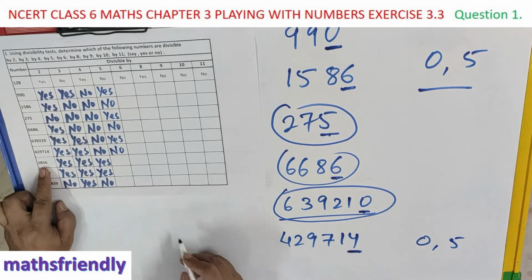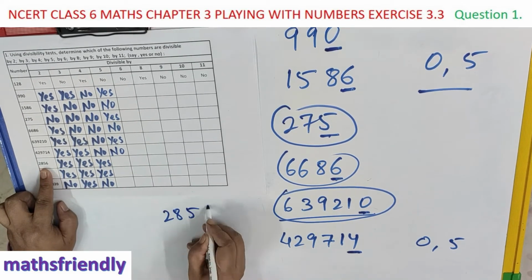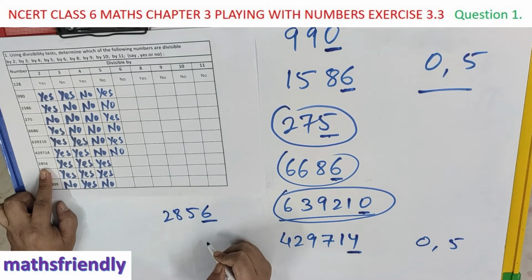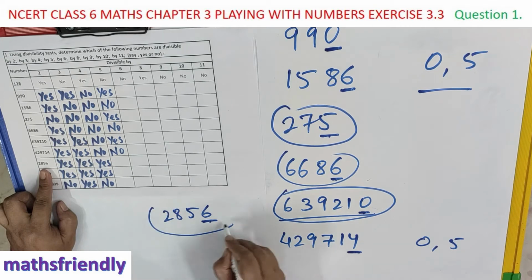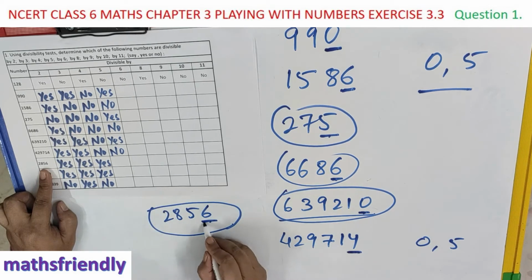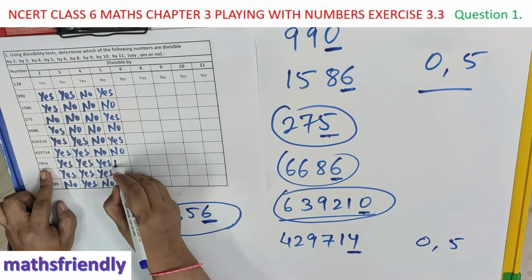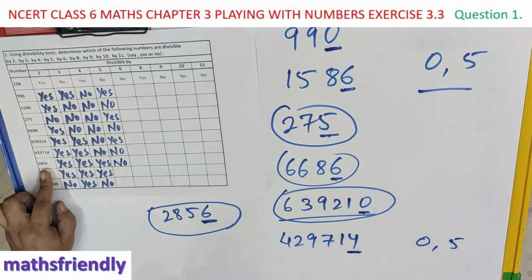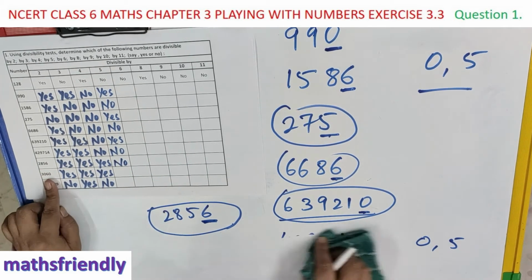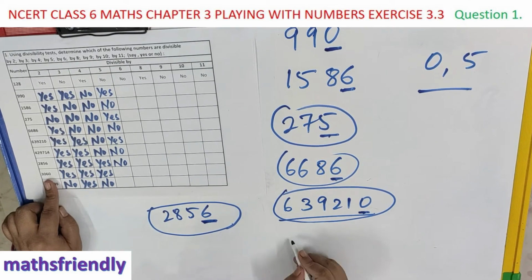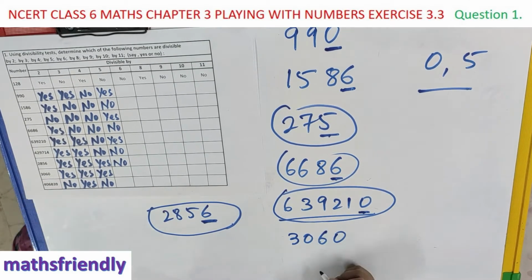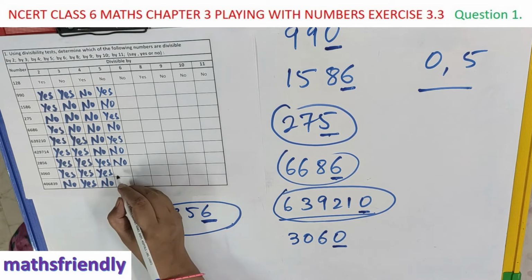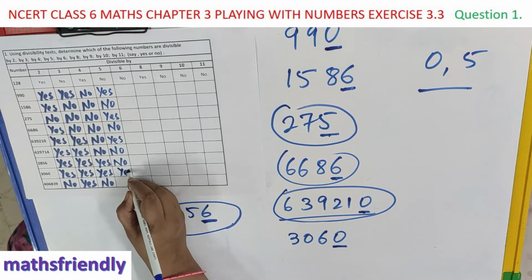What is the next number? The next number is 2856. The units place has 6. It should have what? It should have 0 or 5 so that it is divisible by 5. But it has 6. It means this number is not divisible by 5. So no. Okay. Now what is the next number? The next number is 3060. The ones place has 0. It means this number is divisible by 5. Yes, it is divisible by 5.